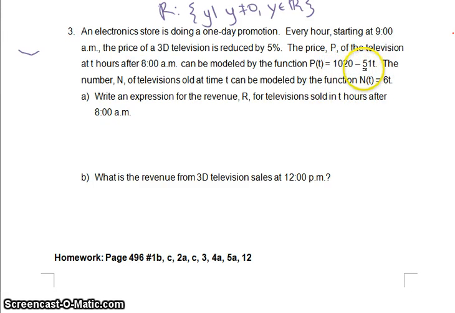1020 subtract 51T. The number N of televisions sold at time T can be modeled by the function N(T) is equal to 6T. So write an expression for the revenue R for televisions sold in T hours after 8 a.m.